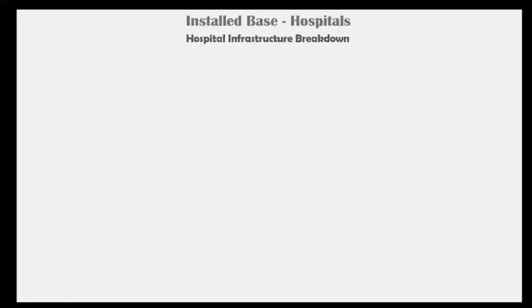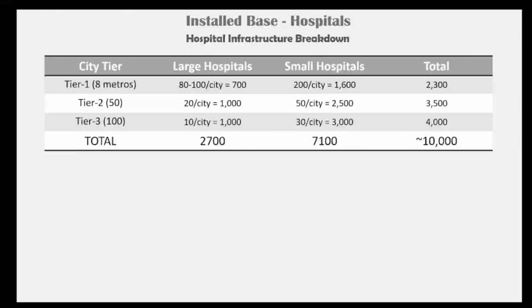In order to calculate the installed base value, I will have to determine the total number of hospitals that are present and actually have this equipment. I'm going to divide the cities into three tiers. Tier 1 is the 8 metro cities, tier 2 is 50 major cities, and tier 3 is 100 small cities. Large hospitals in tier 1 cities are approximately 80 to 100 per city, so 700 in total. Small hospitals are around 200 per city, so 1,600, and we get 2,300 total hospitals.